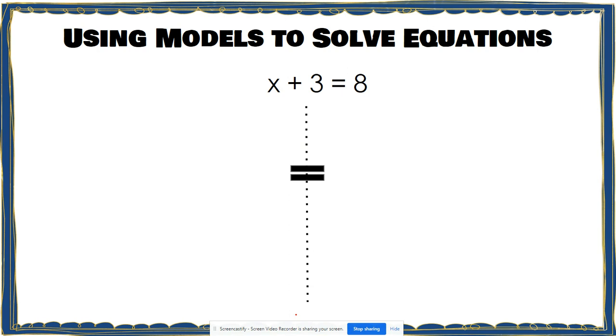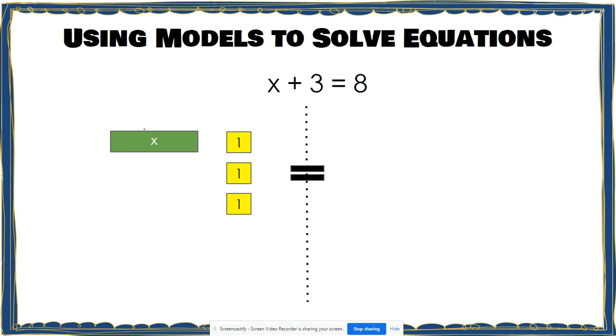This equation says x plus 3 equals 8. I'm going to use algebra tiles to model this. So I'm going to use an x algebra tile, which is always green, and I'm going to show that I'm adding 3 to that value of x, which I don't know, by putting 3 of the yellow tiles, and each yellow tile represents one whole.